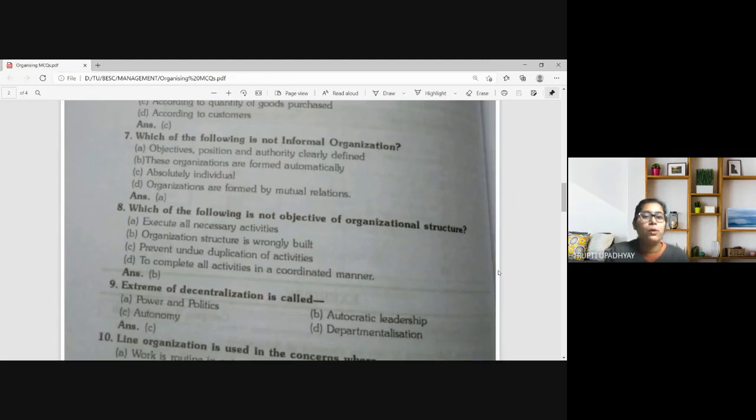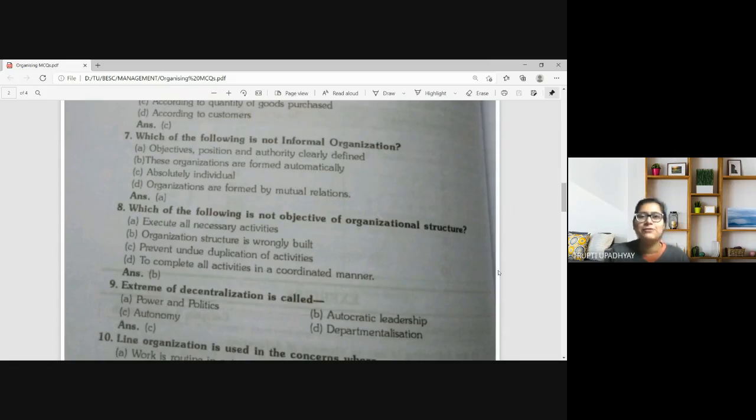Which of the following is not informal organization? A. Objectives, position, and authority clearly defined. B. These organizations are formed automatically. C. Absolutely individual. And D. Organizations are formed by mutual relations. So, which one is the odd one?